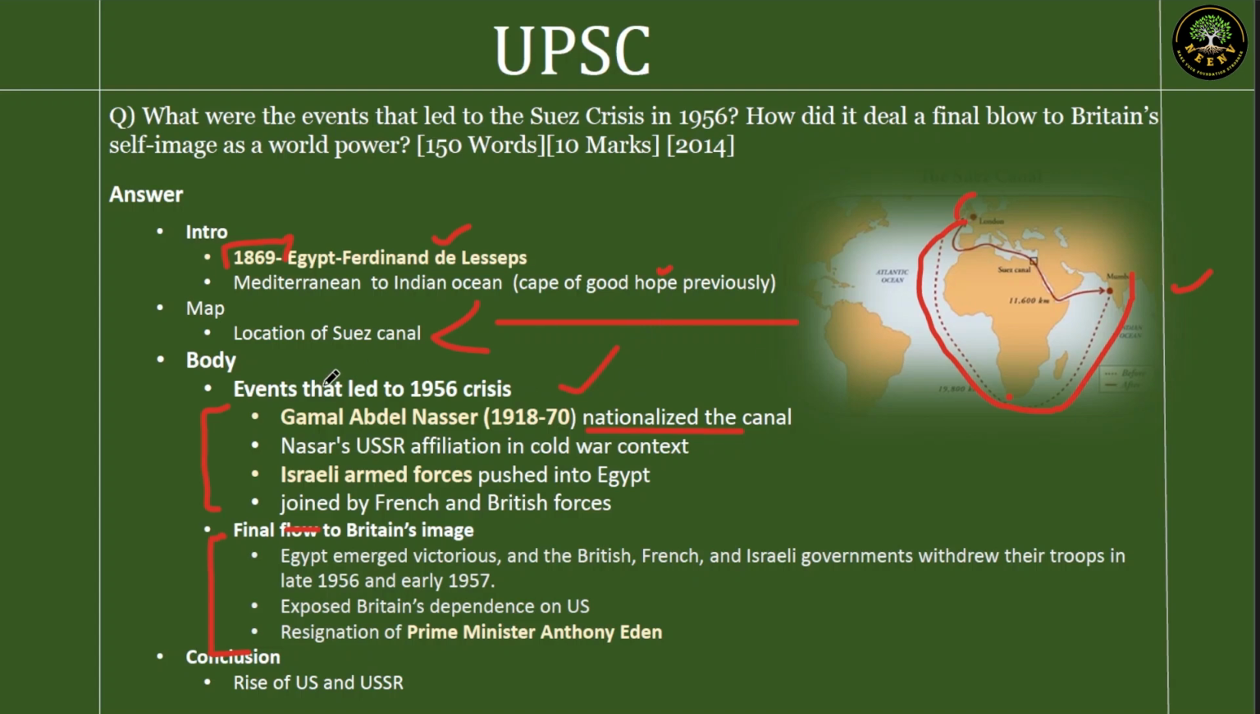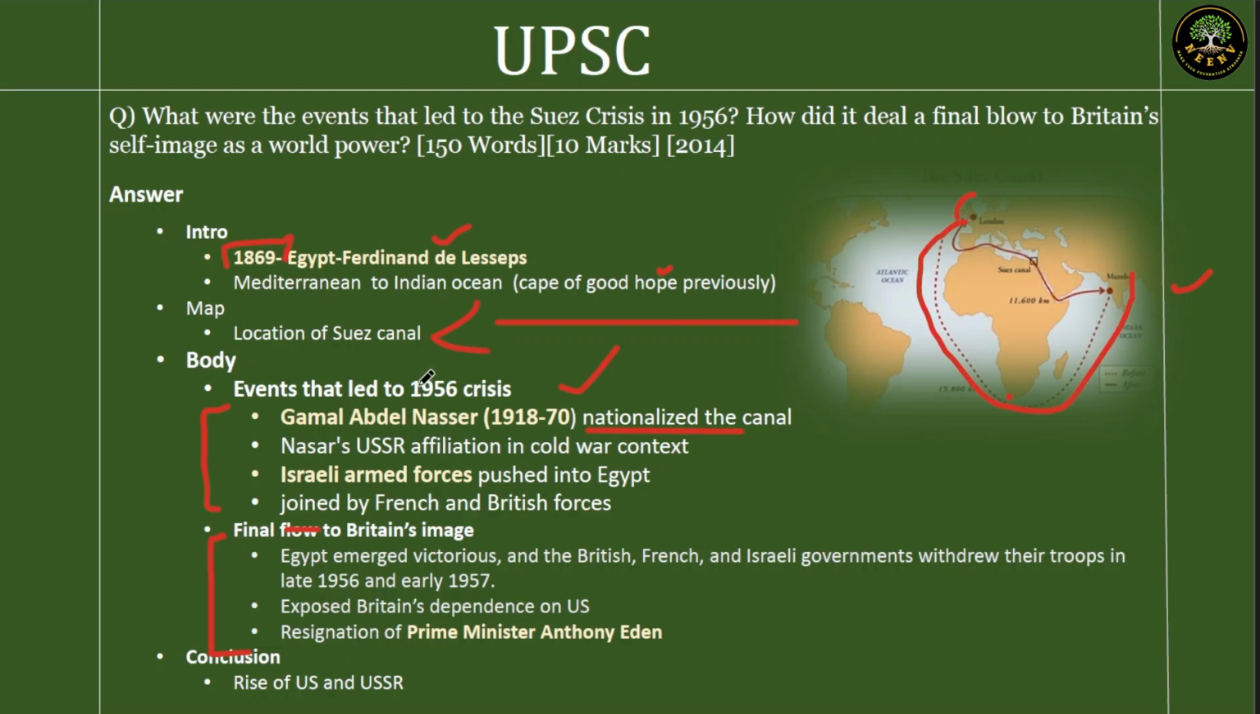Remember, this is the time of the Cold War. And Nasser is someone who is affiliated with the USSR in the context of the Cold War. So the other side, led by the US, Britain and France, were against Nasser and this nationalization process. Now you can think the Suez Canal belongs to Egypt. If they're nationalizing it, what is the issue with these people?